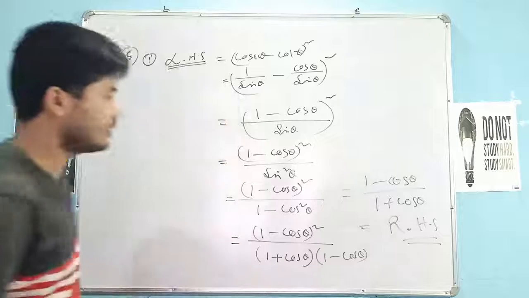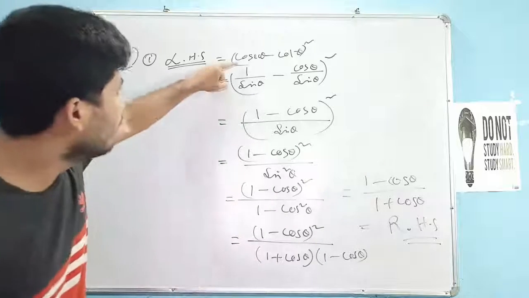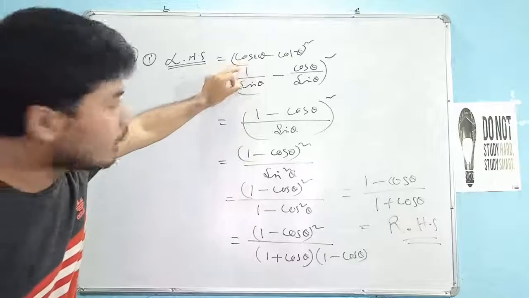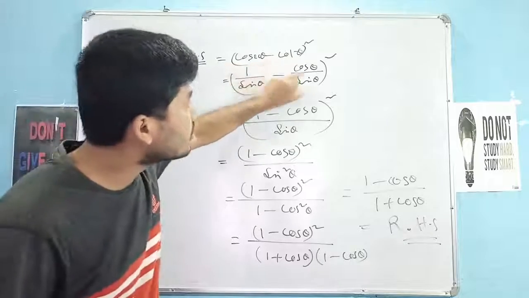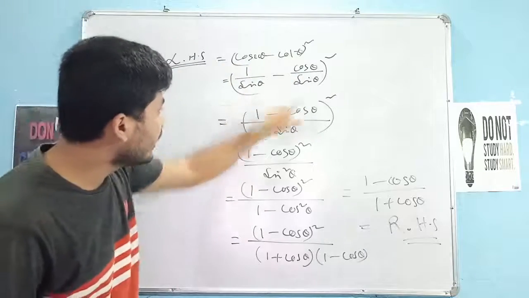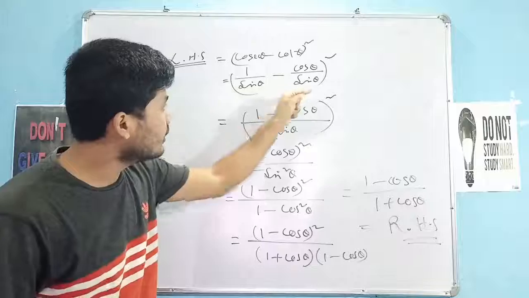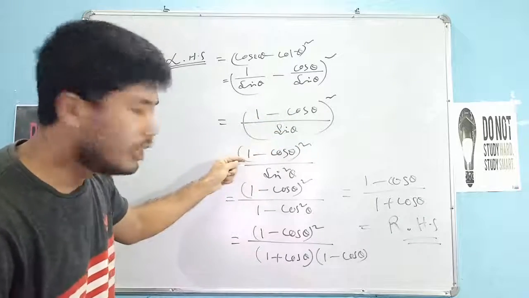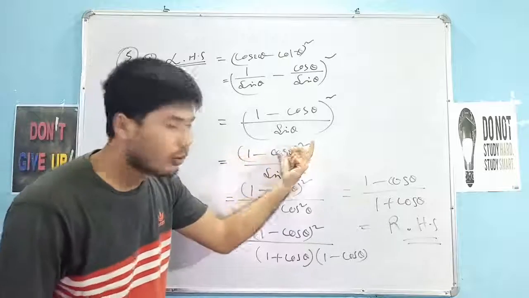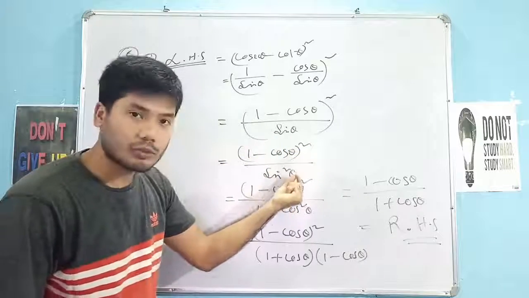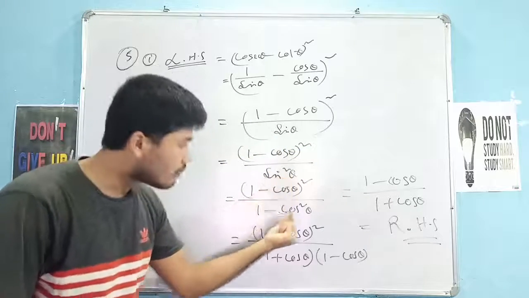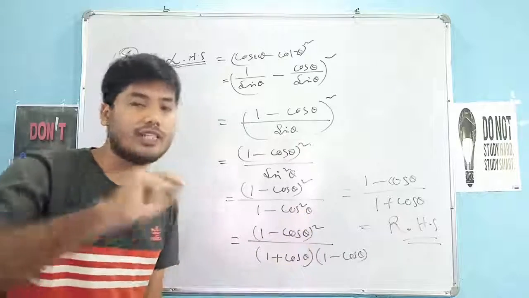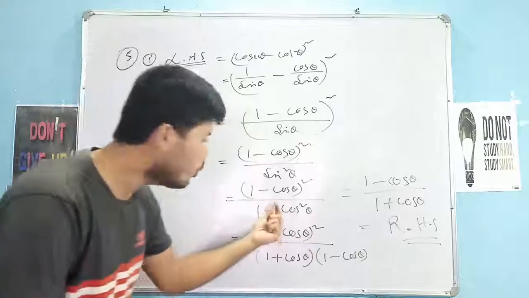Yes. So what have we done? Cosec theta is 1 by sin theta. Cot theta is cos theta by sin theta. So we take the LCM. Sin theta is the LCM, then this is 1 minus cos theta. Now we squared them individually. So (1 minus cos theta) whole square by sin square theta. What is sin square theta? 1 minus cos square theta, because sin square theta plus cos square theta is equal to 1.